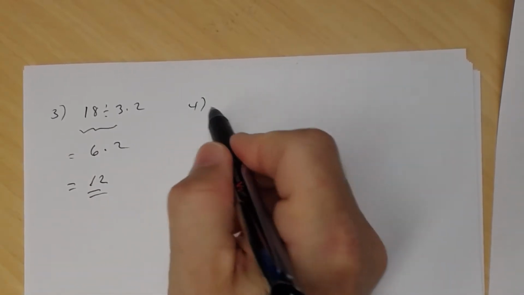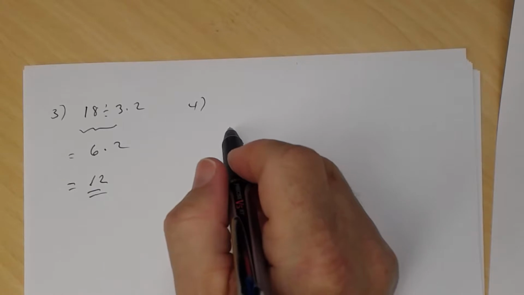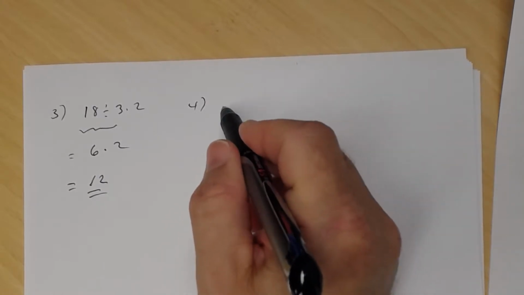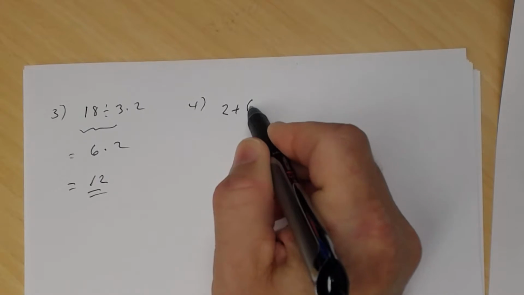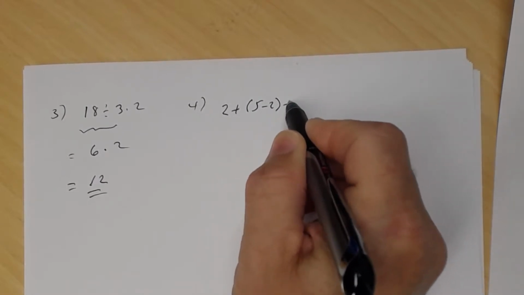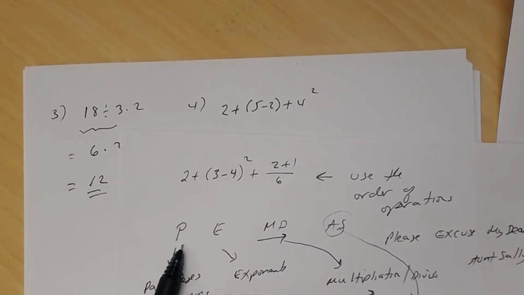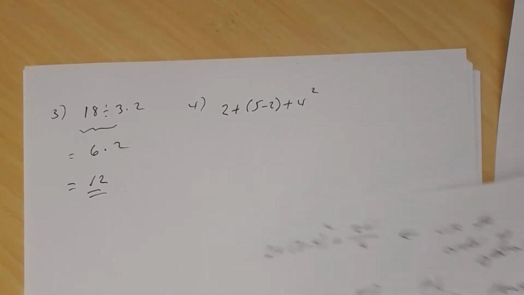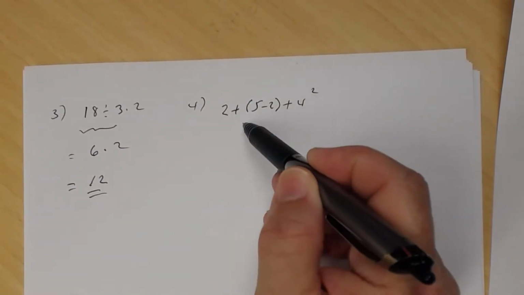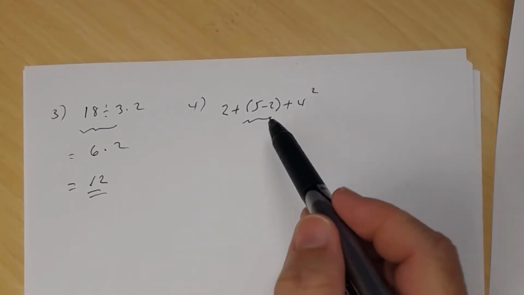Okay, number 4, let's suppose you had 2 plus, and then 5 minus 2 in parentheses, plus 4 squared. Now I have grouping symbols, and I also have an exponent. According to order of operations, the grouping symbols have higher priority than anything else. So I have to do the grouping symbol first. Here's my grouping symbol right here, so I do what's inside the parentheses.